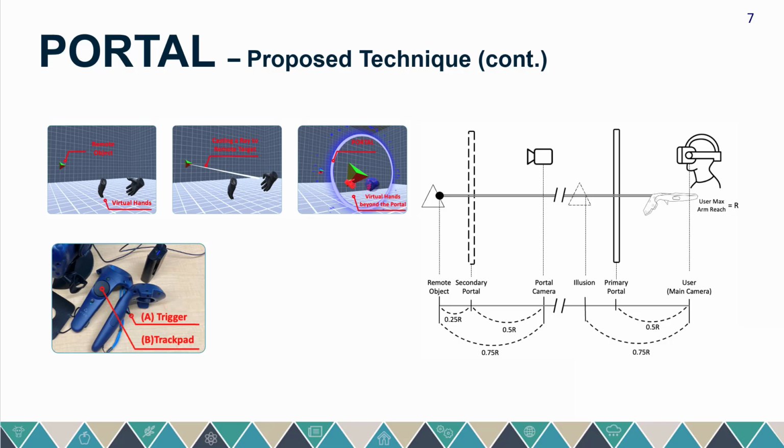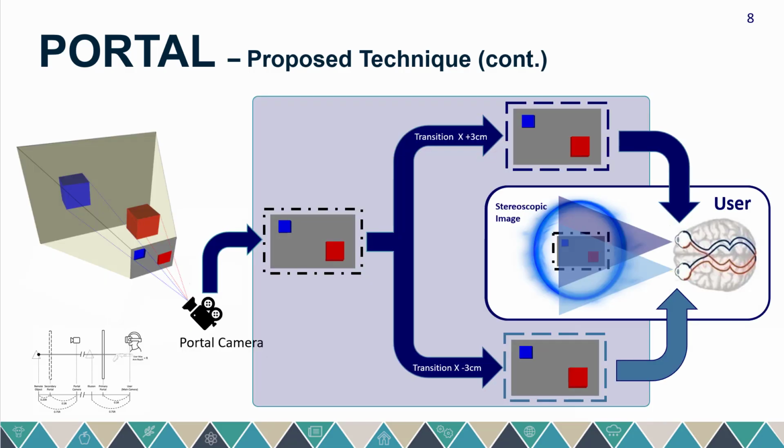When Porter is created, the primary Porter is located in front of the user with the distance in the half length of the user's arm reach. The secondary Porter and the Porter camera are created in front of the remote target by a quarter and three-quarters of the user's arm reach in the opposite ray direction. Their orientations are perpendicular to the ray.